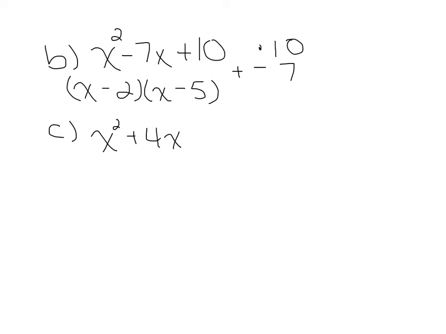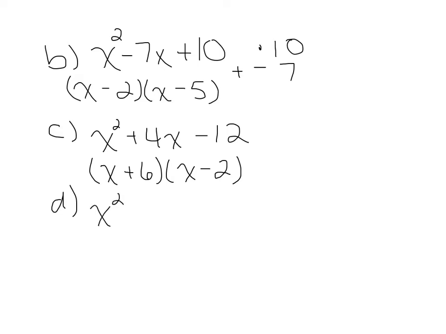C. Add to 4, multiply to a negative 12. So it's really subtract to 4. So it will be a positive 6 and a negative 2. 6 minus 2 is 4. 6 times a negative 2 is a negative 12. It might take a couple times for you to try it out before you guys get the right answers.